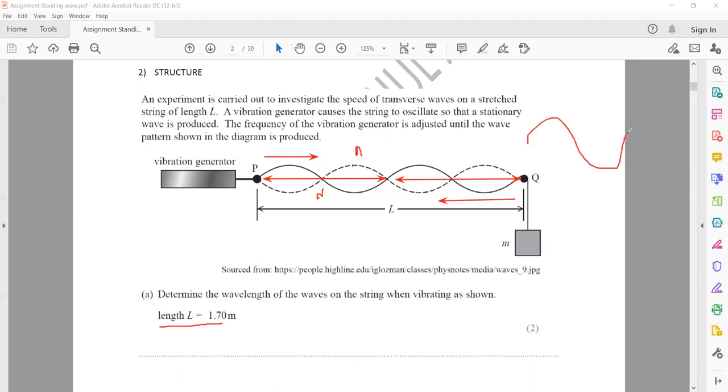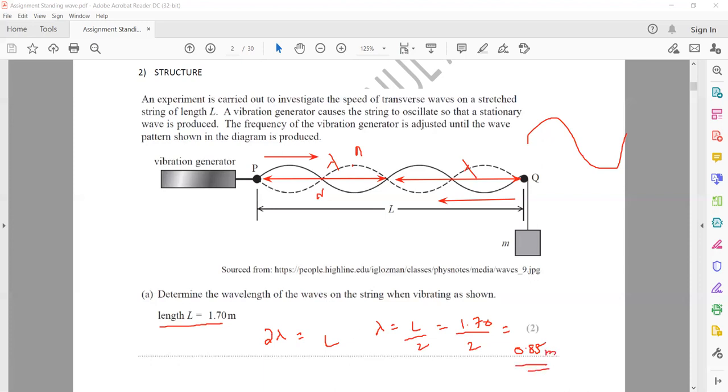The distance between two successive nodes is equal to lambda by 2. So three consecutive nodes will be lambda. So this distance is lambda. This one is also lambda. So it shows that two wavelengths, or 2 lambda, is equal to L, or lambda is equal to L divided by 2. Lambda is equal to 1.70 divided by 2, so that is equal to 0.85 meters. Is it clear?